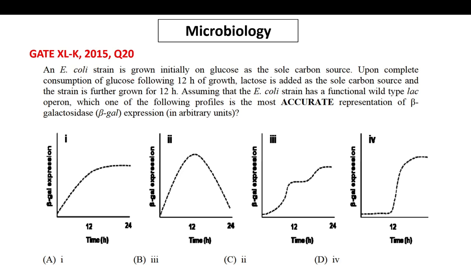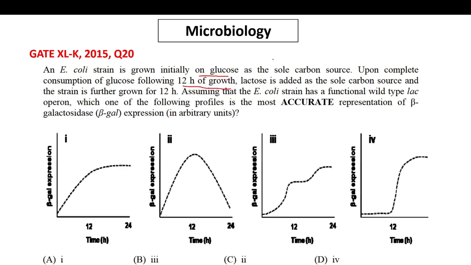An E. coli strain is grown initially on glucose as the sole carbon source. Upon complete consumption of glucose following 12 hours of growth, first, what they have done is they have grown these E. coli cells on glucose. Okay. Then what they are saying is that upon complete consumption of glucose, the glucose they have completely consumed and no glucose is left over after 12 hours of growth.